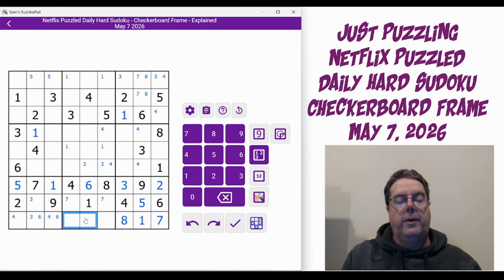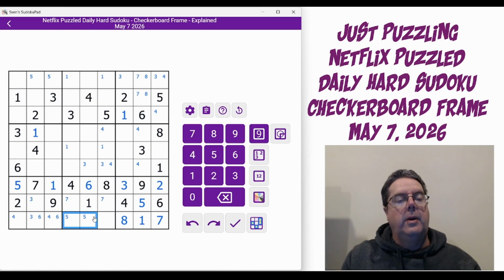So 5 is one of these two. 1, 2, 2 comes across here, so 2 is one of these. 3 can be anywhere. 4, 5, 6, 7, 8. 8's interesting because it comes across here, so this is going to be an 8 here, which is, now, I'm just going to undo that.